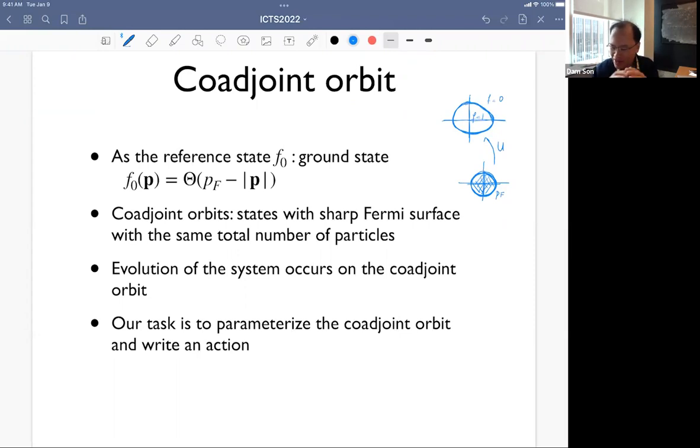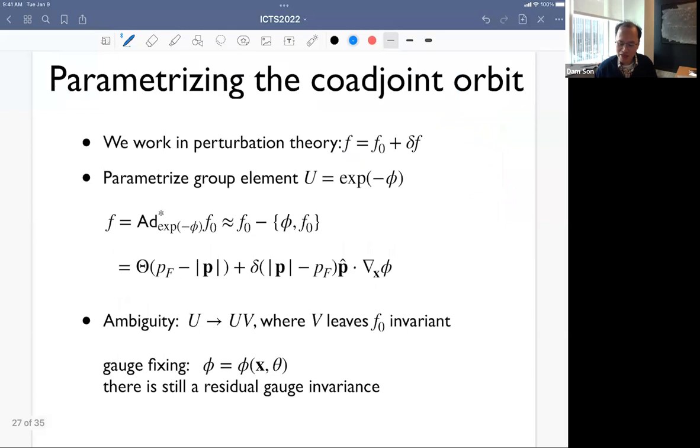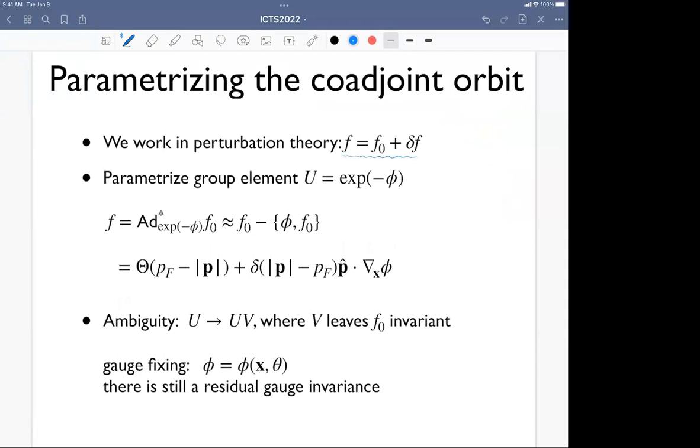Mathematically, the Fermi liquid theory describes the motion of a point on the coadjoint orbit. So our task is now to parameterize the coadjoint orbit and write down an action. Okay, so now, parameterizing the coadjoint orbit. Let's make it simple. Let's work in perturbation theory, where F is F0 plus delta F.